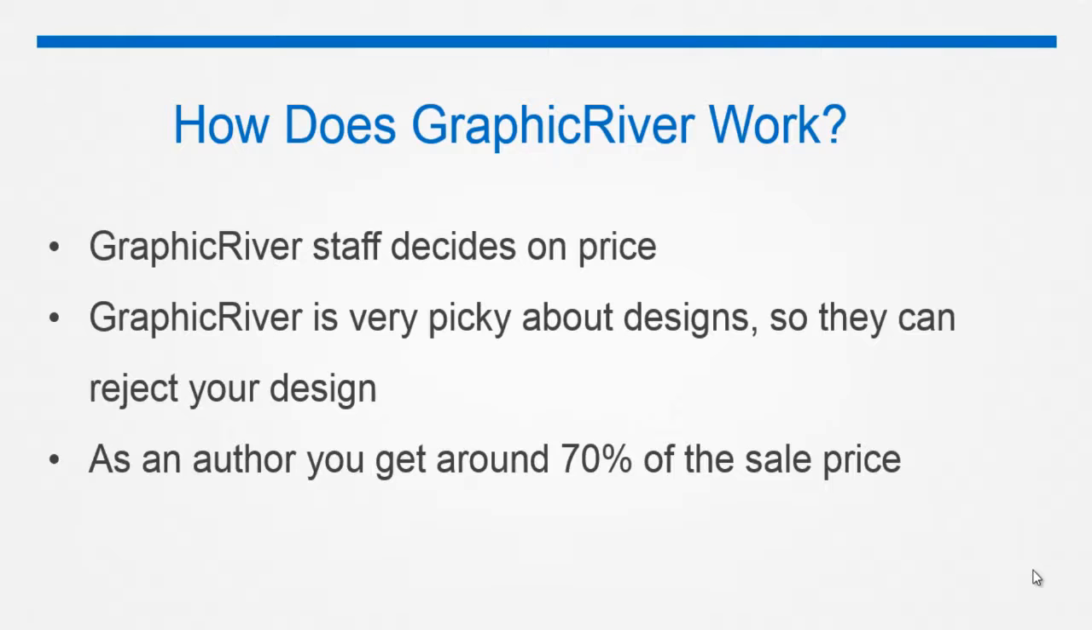And as an author, you are going to get around 70% of the sale price. So the other 30% of the sale is going to GraphicRiver or Envato Market. I mean, it's probably a good deal because you are using their platform, and that's probably a very good deal to get 70% of your sale.